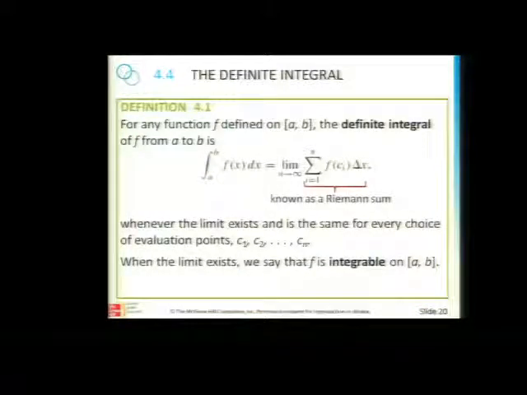Okay, so this is what we do in indefinite integral. Now let me move on to talk about definite integral. What we mean by definite integral.